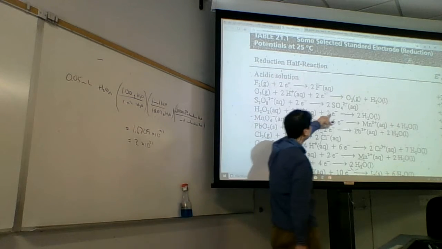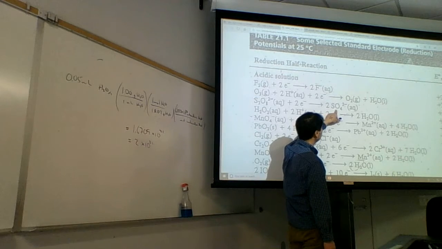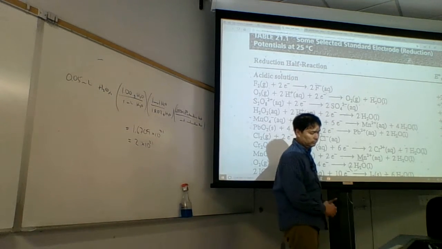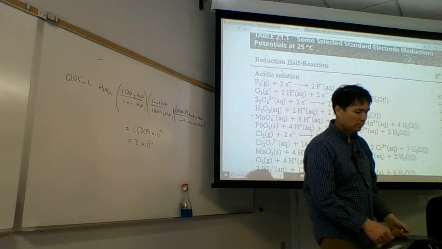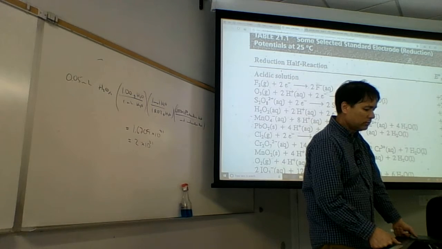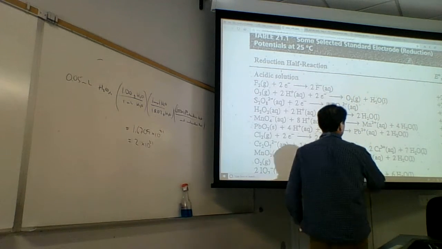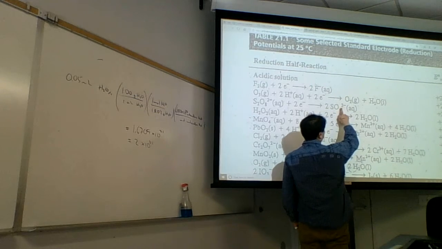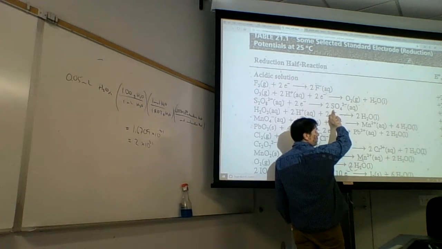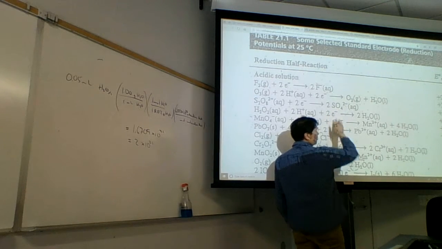What's this one? Sulfate. What's the charge on sulfur in sulfate? Well, the charge of the sulfate ion is 2 minus. If we look at the oxygens in sulfate, they would be -2, and the sulfur would be +6. So we have sulfur in the +6 state in sulfate.